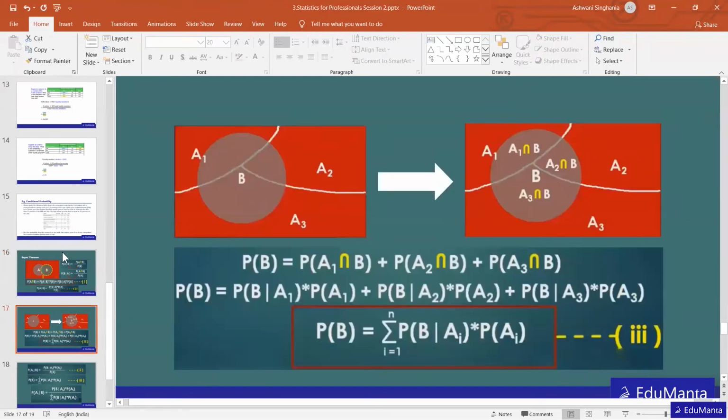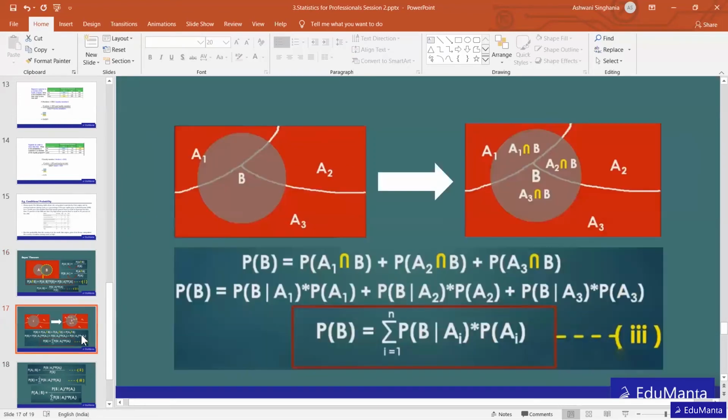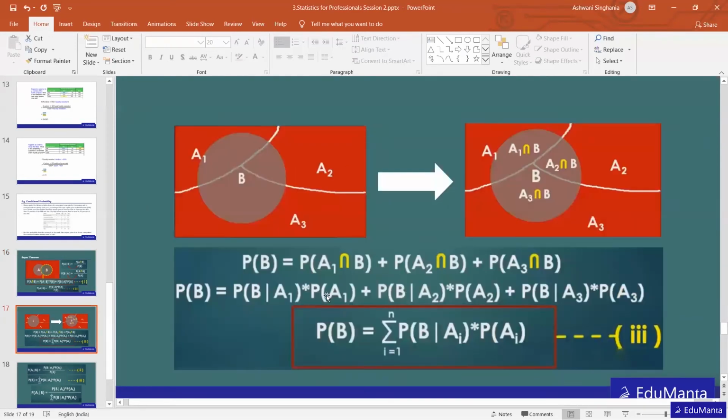Once we are done with this derivation, from there we can derive equation 3. So here this probability of B will be, just replacing this 3 over here.